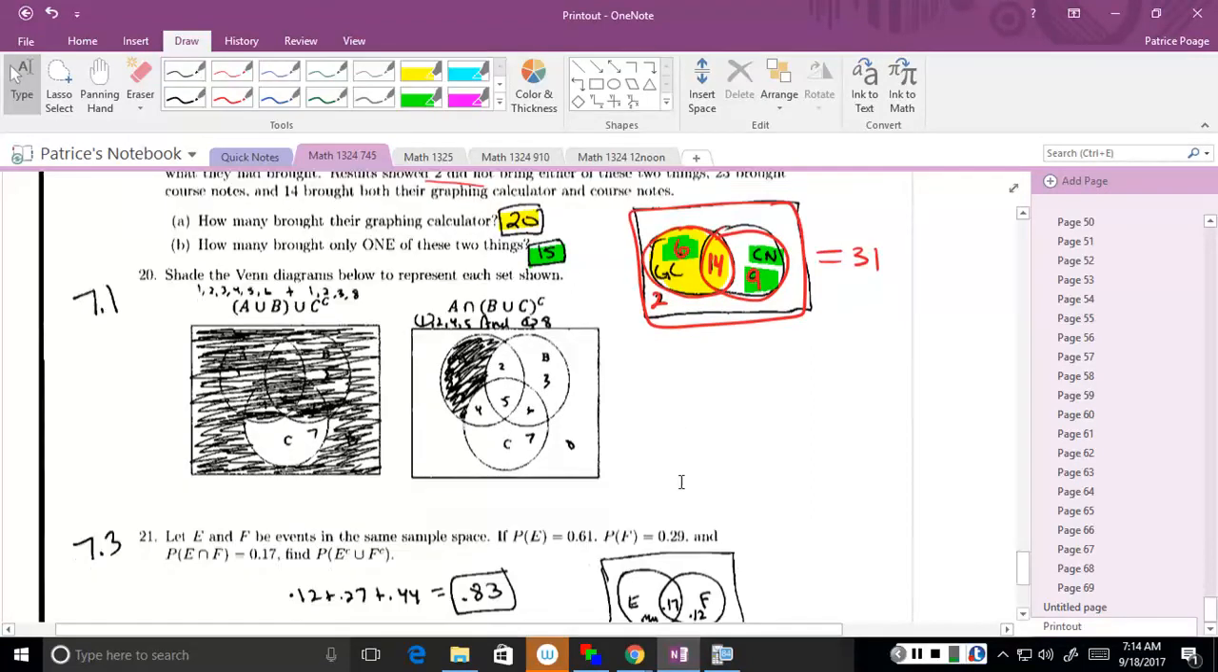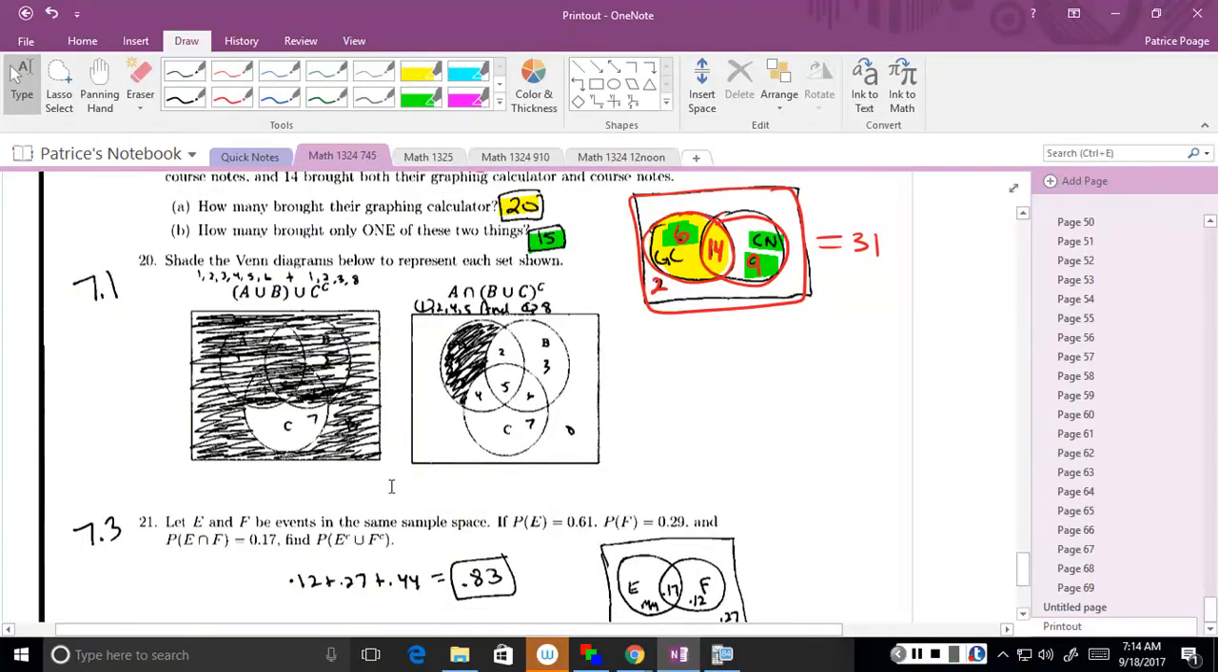All right. Shading the Venn diagrams below. Definitely number 1, 2, 3, 4, 5, 6, 7, 8, 9, 10. In case you can't see my numbers, I'll write them in red.